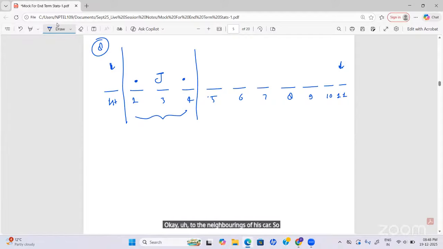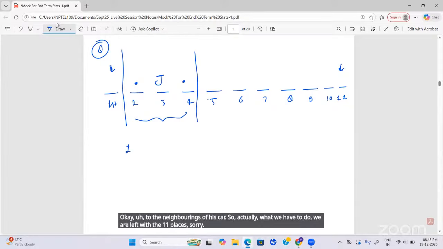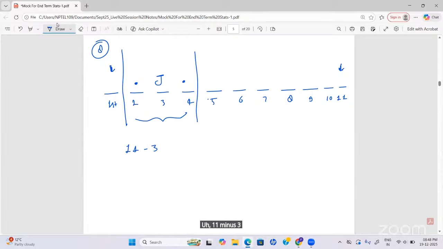So actually what we have to do, we are left with 11 minus 3 places in total, right? Where the four cars will be parked. Total 5 cars are there. When he returns, he finds 5 cars, out of which one car is his car. One car is John's car, so the remaining 4 cars are there.